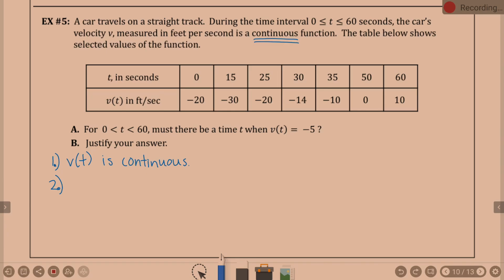So you've got to do between 0 and 60. Yeah, we're on the interval 0 to 60. So V of 0 is? 0, 50.